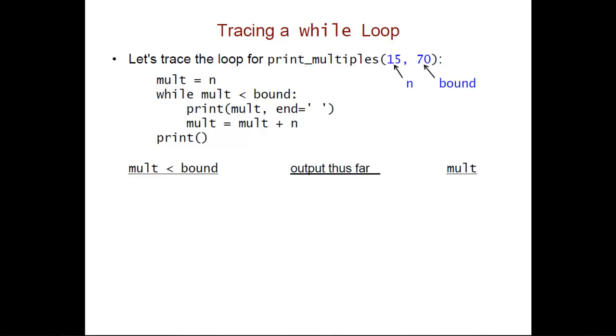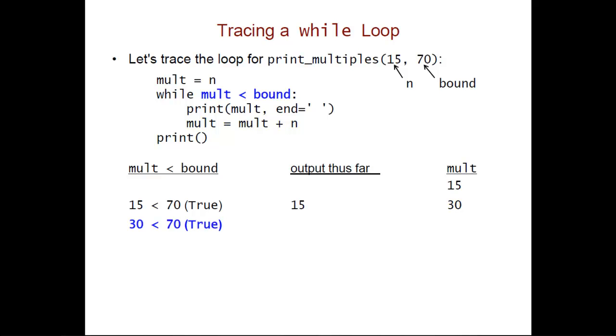Let's trace through this when n is 15 and bound is 70. So we start by initializing mult to be n, so 15. Then we come down to our while header, and we start by testing to see if that condition is true. And it is, because 15 is less than 70. And so we go ahead and execute the indented statements, which are the body of the loop. We're going to print the current value of mult, followed by a space, and then we're going to update mult to be its current value plus n. And so that brings us to the next multiple, which is 30.